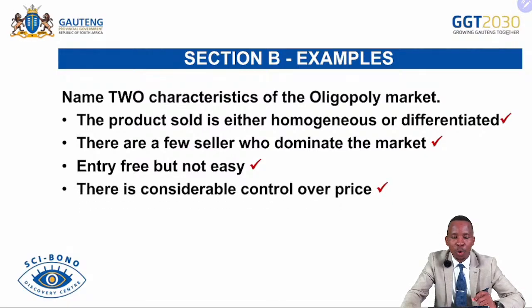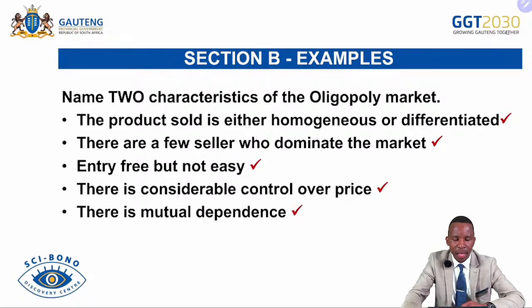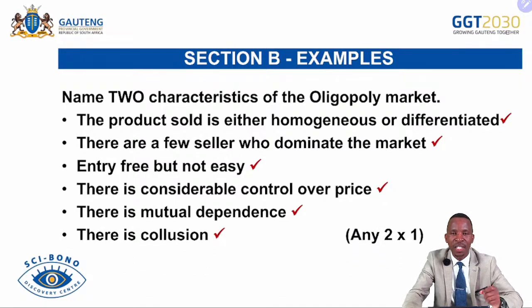There is considerable control over the price. Firms have a certain control over the price since they get themselves into cartels. Then each firm will have a say over the price. There's a mutual dependence. So firms under the oligopoly are very much dependent on one another. If one firm makes an economic decision, other firms might be affected. So they will always be linked to one another. There is collusion. So that means you provide 2 answers. Each answer is 1 mark.